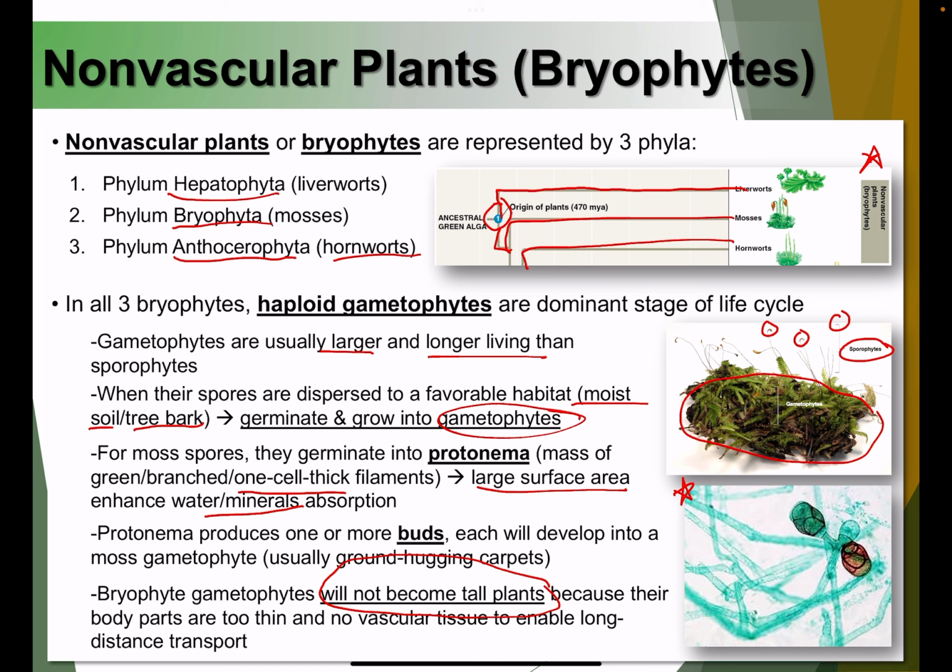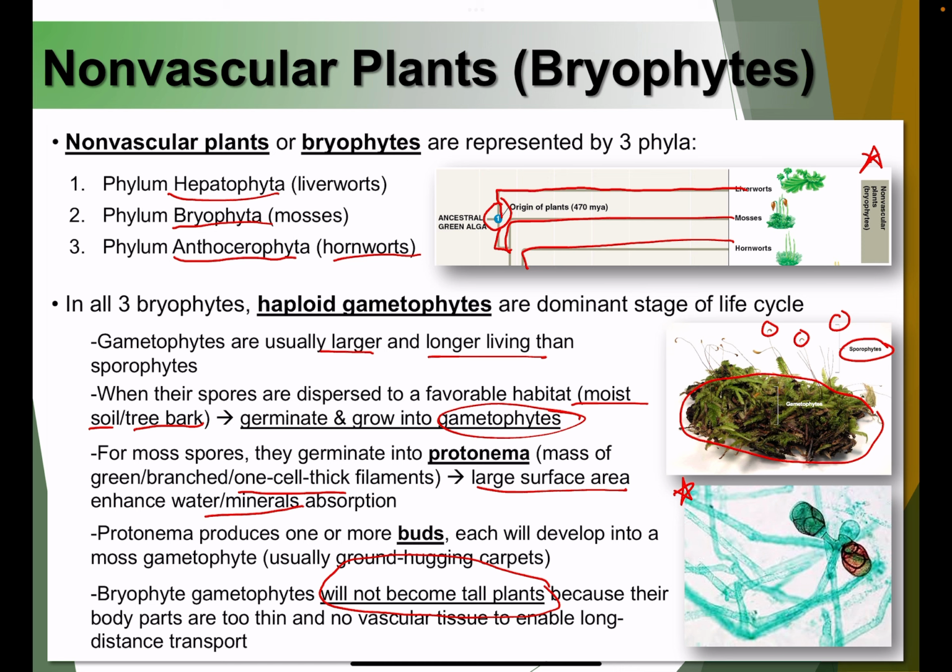But them being thin actually gives them an advantage. Even though being short is not very good, it gives them some sort of advantage. And that advantage is that because they're so thin, things can easily diffuse through them and distribute through them, and we can actually transport materials without needing any specialized vascular tissue in these particular bryophytes.